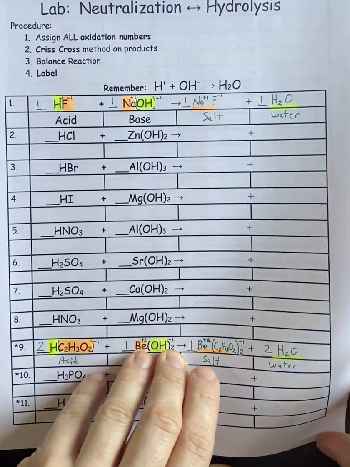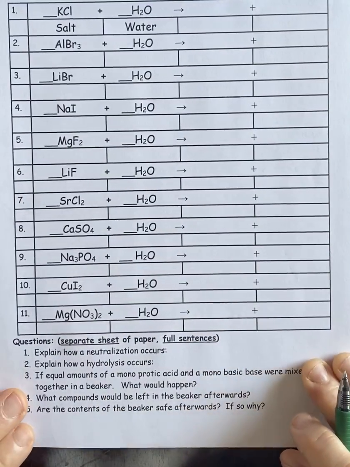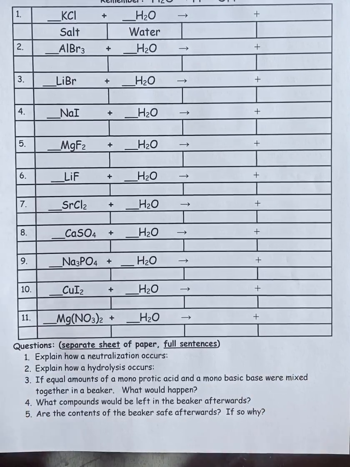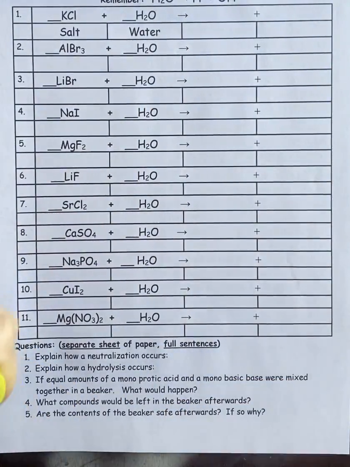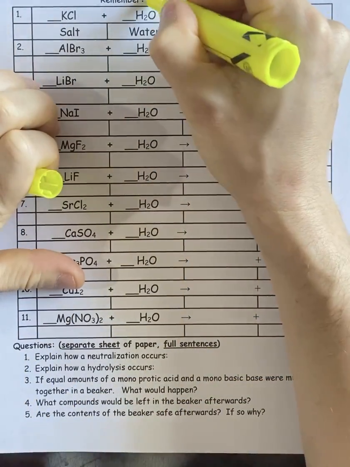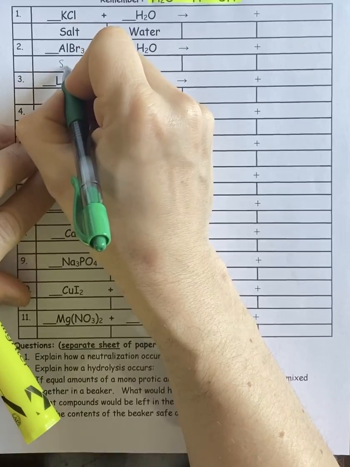Now the back page is going to be hydrolysis. So it's the same idea. The H2O is going to get split up into H plus and OH minus. This is important to remember because what we're going to have to do is figure out what part of the salt, and again, these are going to be your salts.